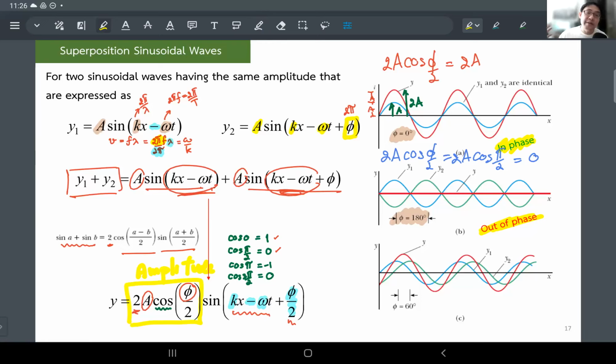And if you want to go somewhere in between, like 60 degrees, pi over 6, pi over 4, you can just plug it into this expression. What you get at the end is the resultant wave intermediate between these two extremes, the red curve right there. The amplitude of this one can be determined from that expression right there, 2a cosine of phi over 2. And that is the whole concept of superposition and what you get as interference at the end. Is that simple enough? I hope it's not too complicated.